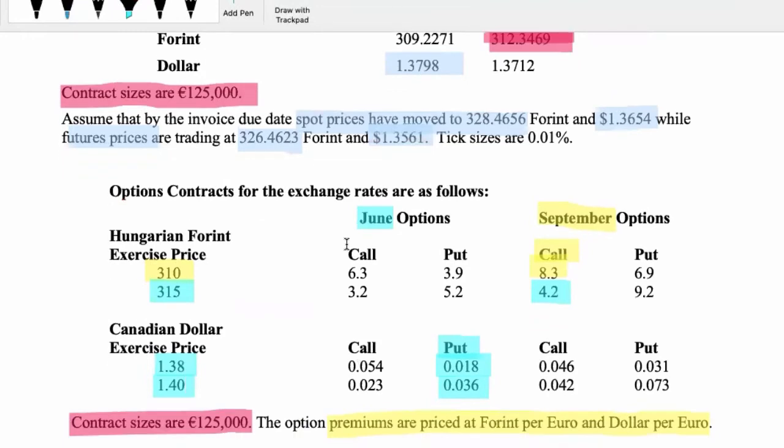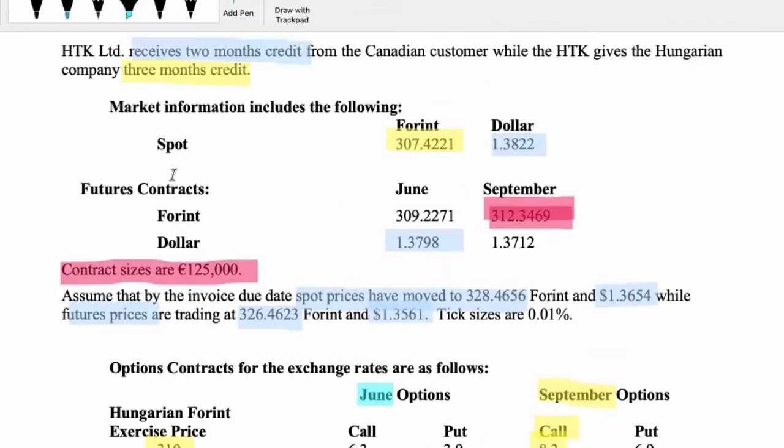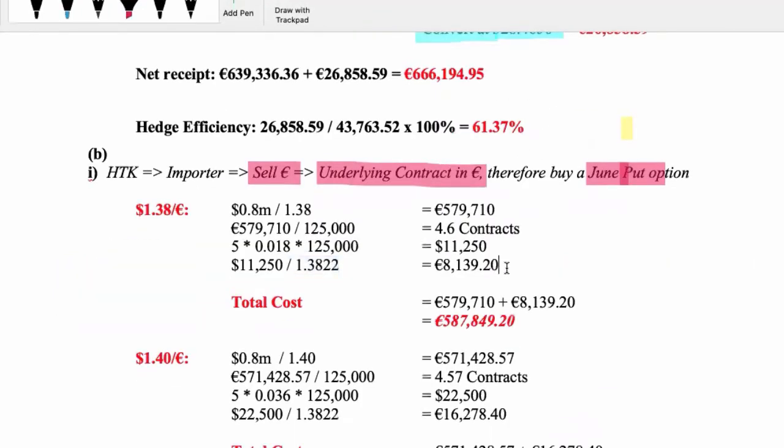Again, if you look at the spot, where am I getting the spot? You have to go all the way up here. Look at the market information. We're not done with that, the 138.22. And that's our cost for taking out the insurance policy for the euro against the Canadian dollar.